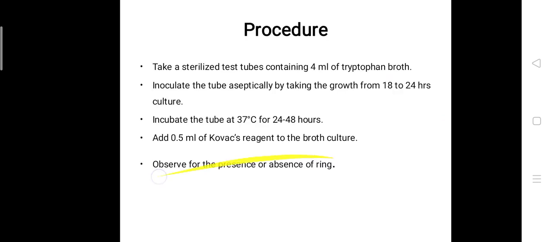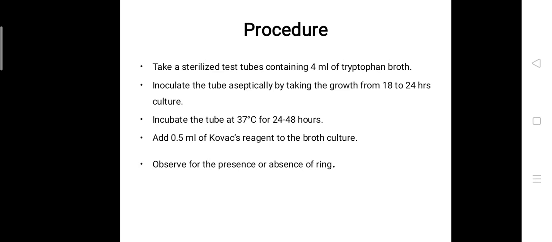Coming to the procedure, first of all, you have to take a sterilized tube containing 4 ml of tryptophan broth, then inoculate the tube aseptically with broth from an 18 to 24 hour culture, and then incubate the inoculated tube at 37 degrees centigrade, which is the body temperature, for 24 to 48 hours. You keep it for 24 to 48 hours to give the test organism time to convert tryptophan to indole if it has the enzyme tryptophanase.